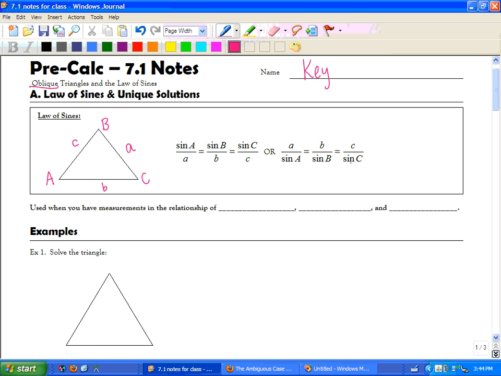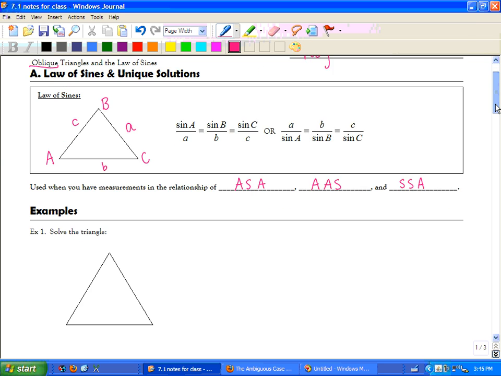So you can solve for the angles or the sides in a triangle when you have the measurements of an angle, the next side, and the next angle, or an angle, the next angle, and the next side, or two sides and the following angle, or the previous angle, as the case may be.